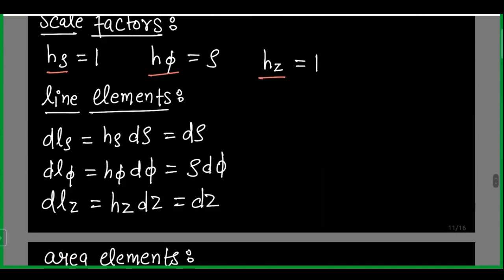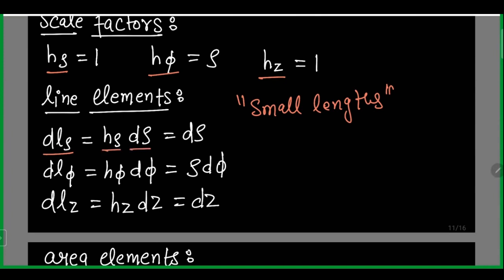Then we come to line elements. What are line elements? In the last class, we covered that they are small lengths. So what will be the small length along rho? It will be h rho into d rho.